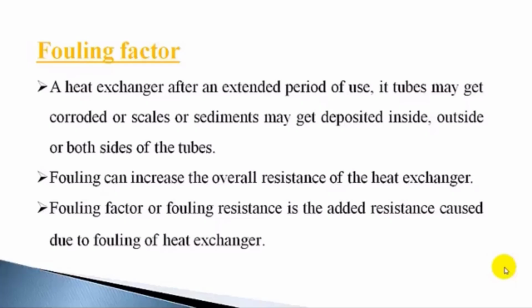Fouling can take place inside the tubes or outside the tubes. So based on which side the fouling happens, we can add a fouling resistance while calculating the overall resistance of the heat exchanger. So you will have a fouling resistance on the inside if the heat exchanger tubes are getting fouled from inside, or you may add a fouling resistance on the outside, or both sides. If fouling takes place on both, we add the fouling resistance inside as well as outside.